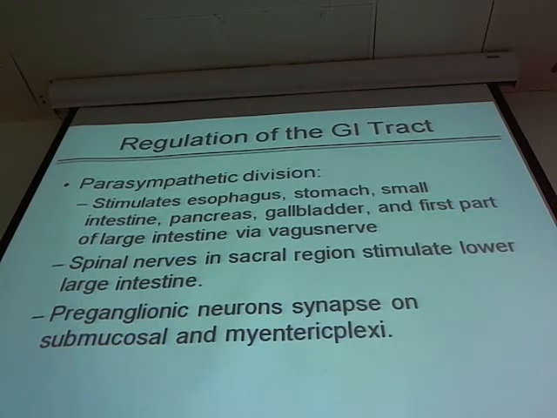Regulation: the parasympathetic division stimulates the esophagus, stomach, and small intestine. Parasympathetic, you really have no control over it. It stimulates the esophagus, pancreas, gallbladder, and first part of the large intestine via the vagus nerve. Are these called visceral organs? Yes, this is all part of your visceral organs. Spinal nerves in the sacral region stimulate the lower large intestine. What would be happening with that? Peristalsis, the excretion.